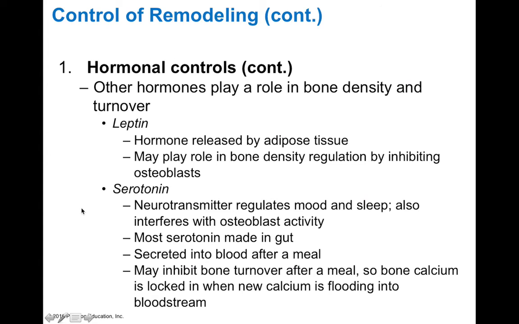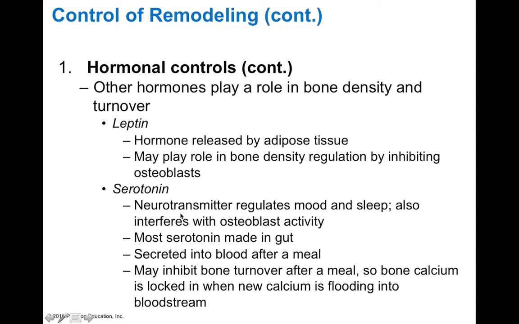So other hormonal controls of bone remodeling include things like leptin and serotonin. Leptin is actually a hormone released by adipose tissue, but it plays a role in bone density regulation by inhibiting osteoblasts. So if someone's leptin levels are too high for an extended period of time, then you're going to inhibit bone deposit, which can lead to things like osteoporosis.